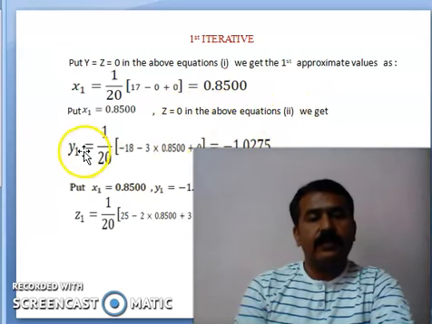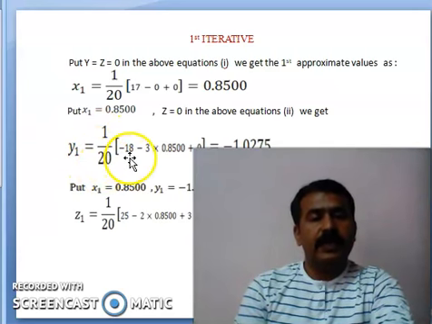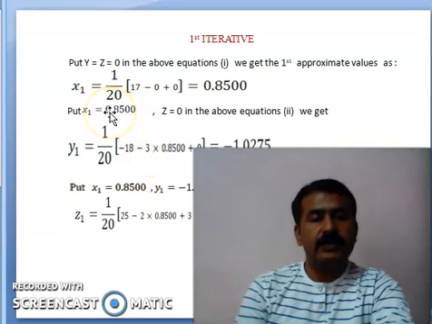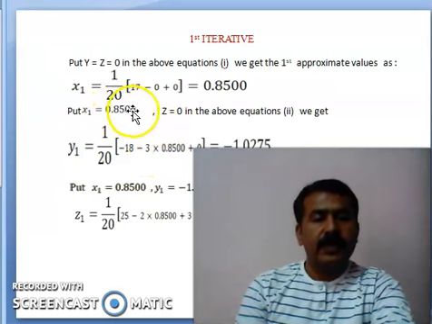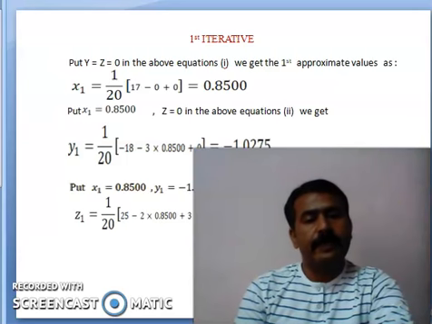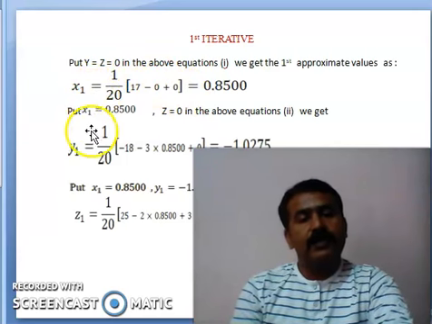Now in the next step, putting x1 equal to 0.8500 and z equal to 0 in the second equation, we find y1 equal to 1 by 20 times 18 minus 3 times x1, which is 0.8500, and z is 0. So we get y1 equal to minus 1.0275.